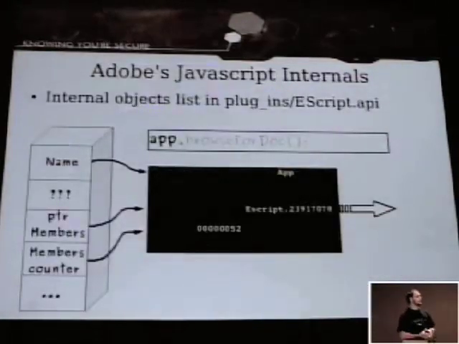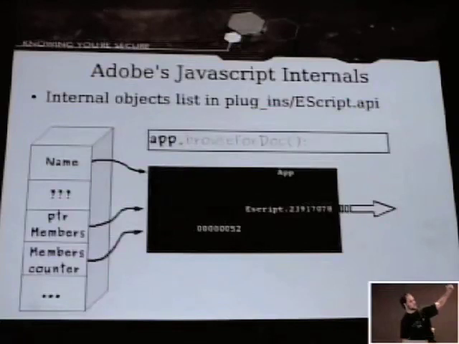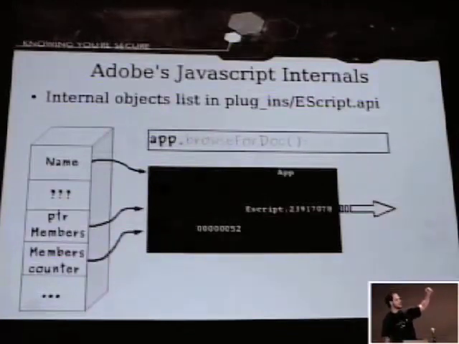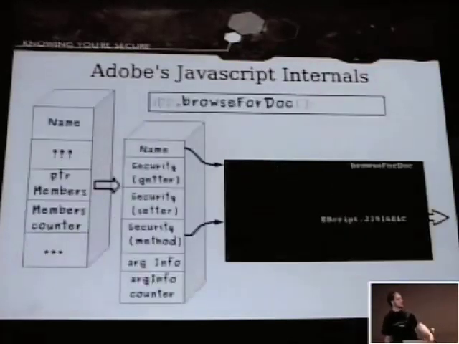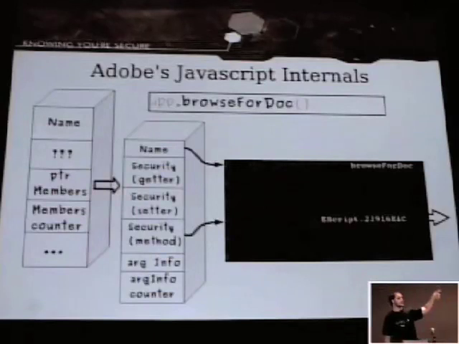The first thing we see is in the EScript plugin, there's a static list of objects that sets its properties here. You have first a pointer to the object's name, in this case it's app, and then a pointer to an array of members, and there's a counter, 0x52 members. And then this is the structure for each member. I use the browseForDoc method as an example.